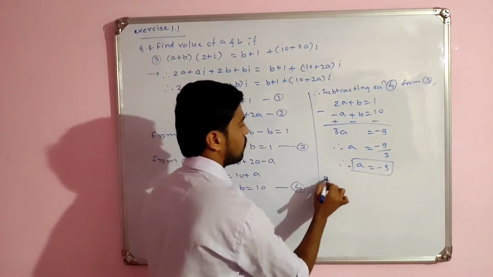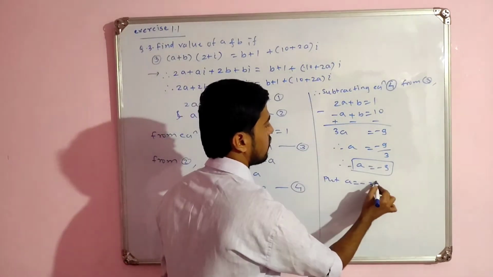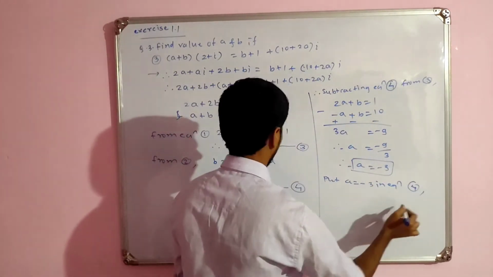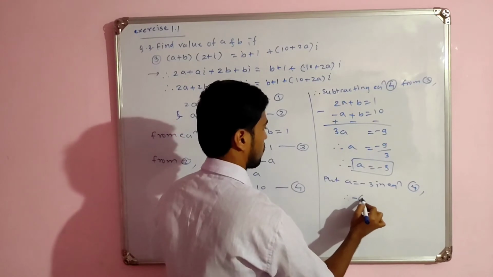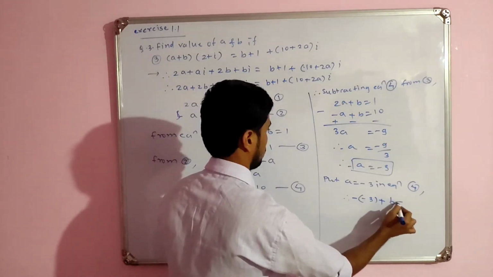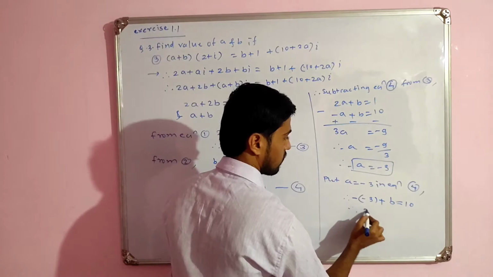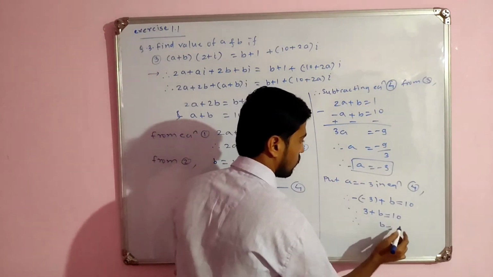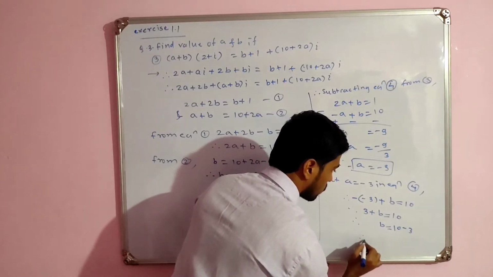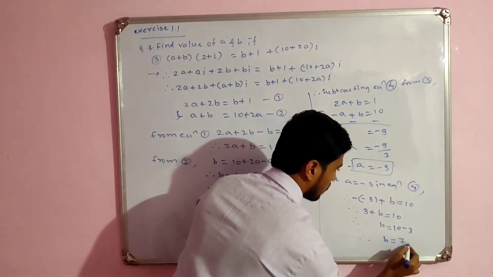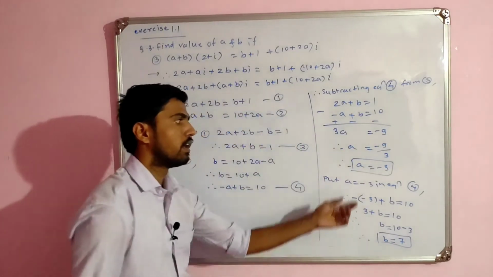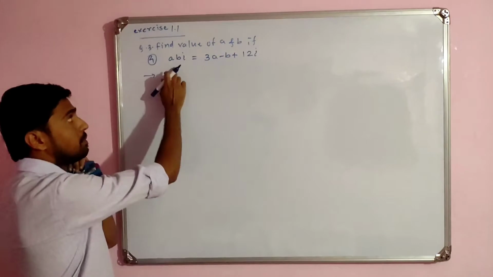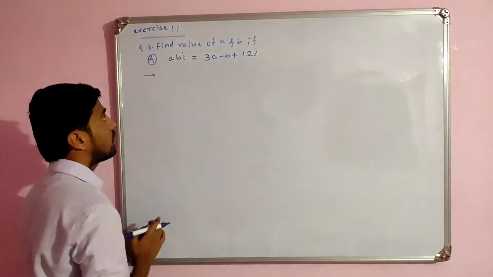So put a is equal to minus 3 in equation number 4. So minus of minus 3 is plus 3, plus b is equal to 10, and b is equal to 10 minus 3. So b is equal to 7. So the value of b is 7 and a is equal to minus 3. This is the solution. Next, fourth: abi is equal to thrice a minus b plus 12i.